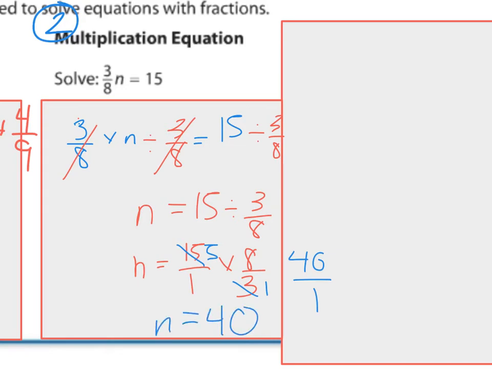Does that make sense? 40 up here. Does 3/8 times 40 equal 15? I'm going to need to write that in. 3/8 times 40 wholes. Does that equal 15? I can simplify that. It does equal 15, so I got the correct answer as 40. Moving on in 3, 2, 1.